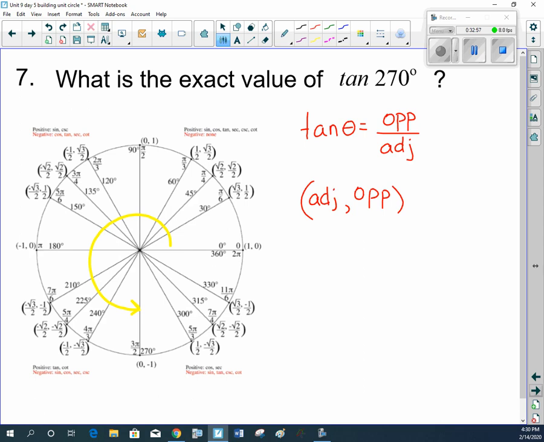So if I'm looking for tangent, I don't need to build a triangle. I'm just going to say, okay, well, tangent of 270 degrees is, I'm going to look at my ordered pair. Here's my opposite side divided by my adjacent side. Well, I can't divide by 0, so it looks like to me the tangent of 270 degrees is undefined.